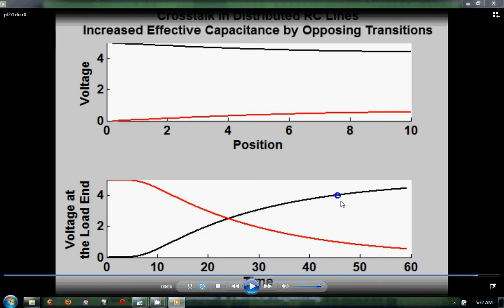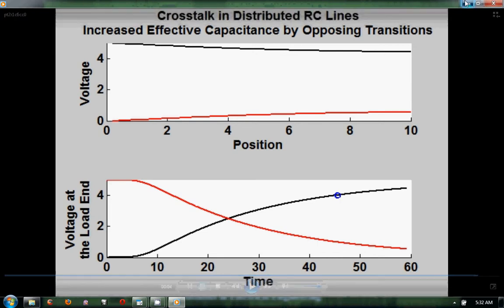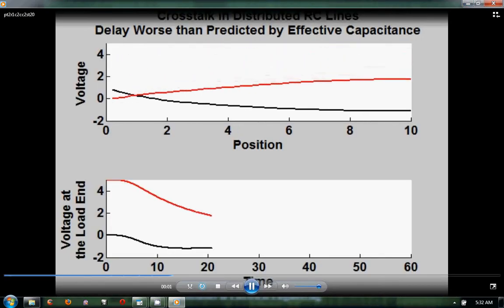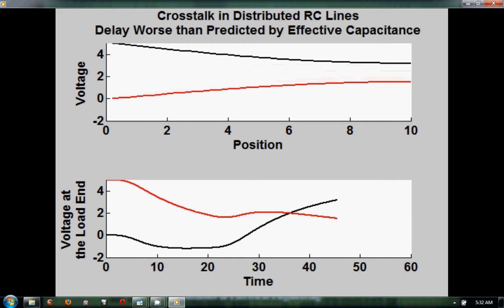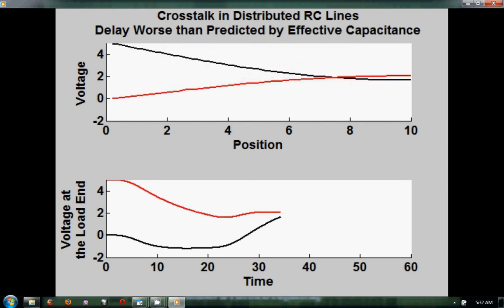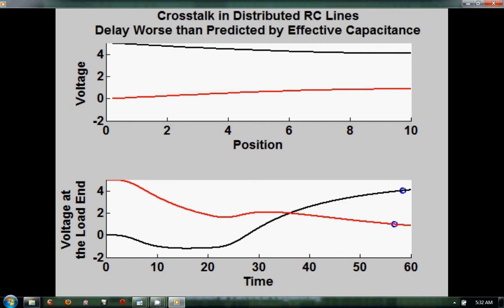What are the limitations of effective capacitance estimation? To find out, let's see what happens when the transitions from the last simulation are slightly staggered. Here the second transition occurs at 20 time units. We can see that it takes about 10 more time units for both lines to reach steady state compared to the last simulation.